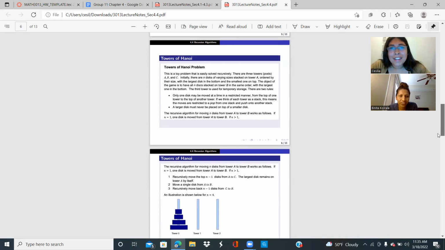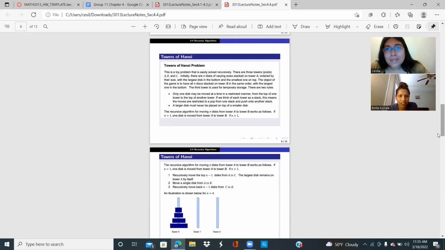Okay, Towers of Hanoi. The Towers of Hanoi problem is a two-way problem that is easily solved recursively. There are 3 towers, A, B, and C. Initially, there are n disks of varying size stacked on tower A, ordered by their size, with the largest disk on the bottom and the smallest on the top. The object of the game is to have all n disks stacked on tower B in the same order, with the largest on the bottom. The third tower is used for temporary storage.